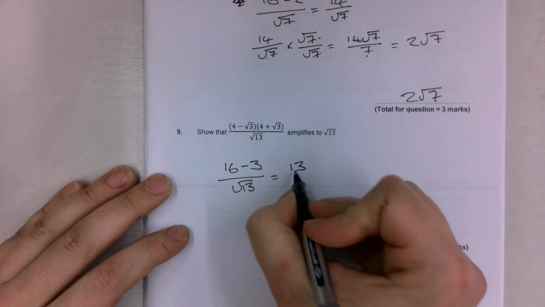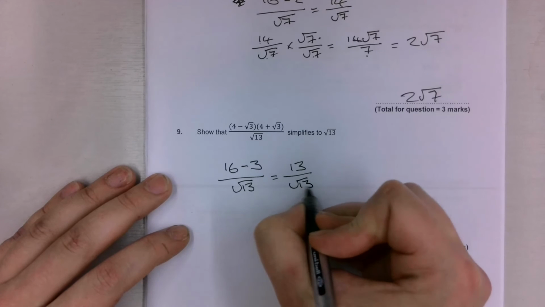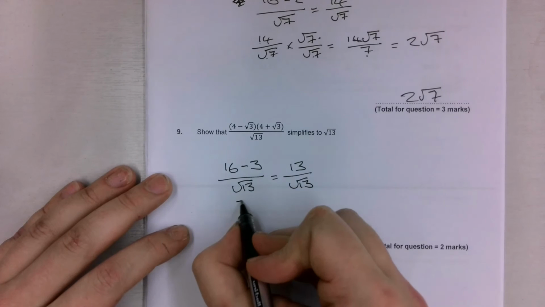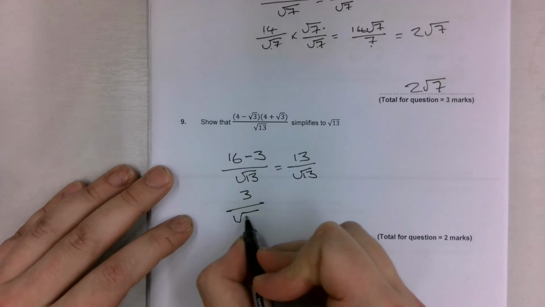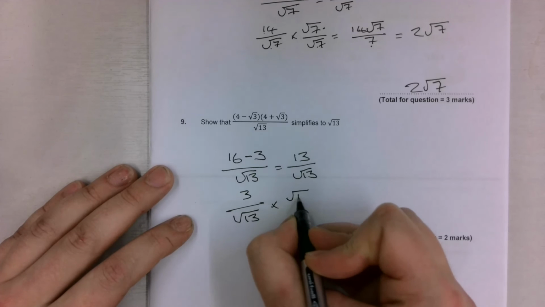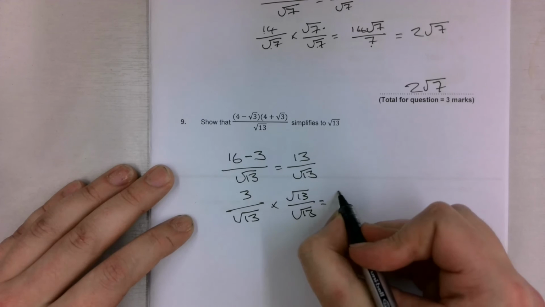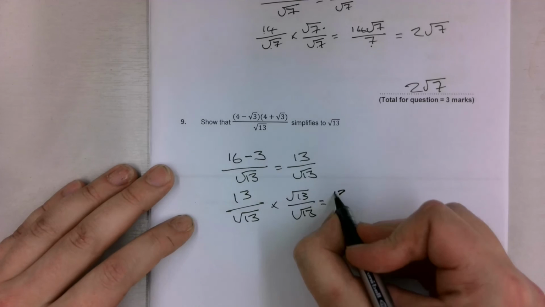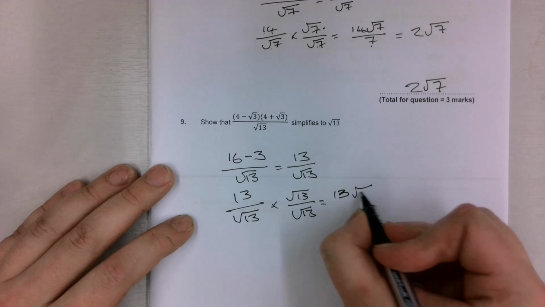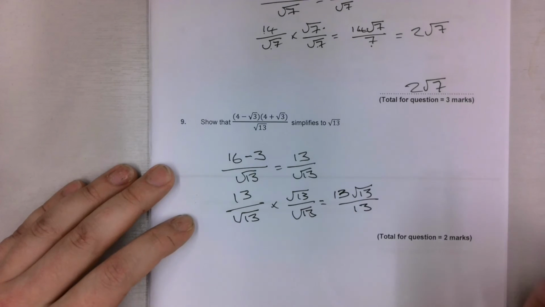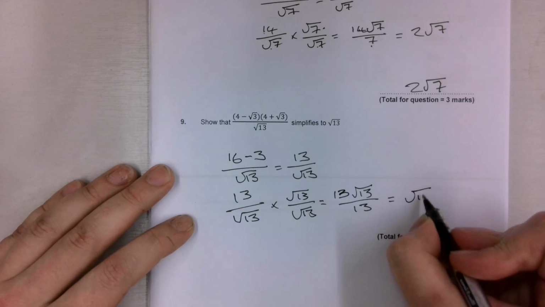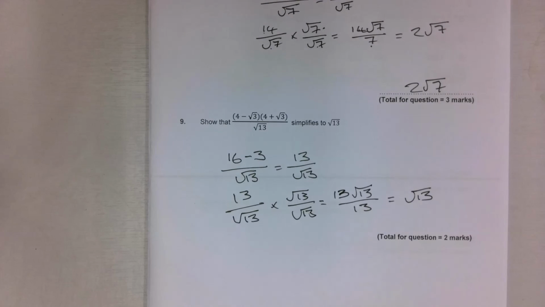We can simplify that, 13 over root 13, then we can rationalise. And we end up with, sorry, that should be a 13. Then we end up with 13 root 13 over 13, which will divide through. We end up with root 13. And that's the lot.